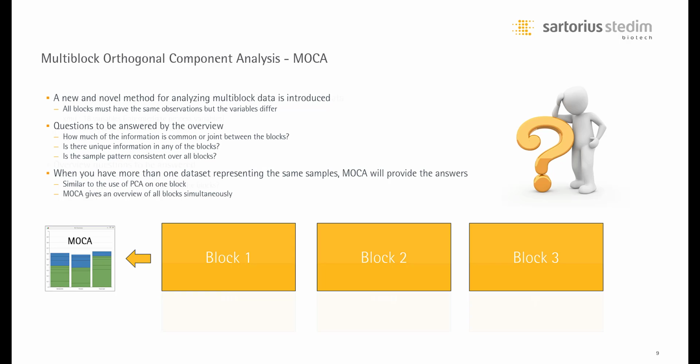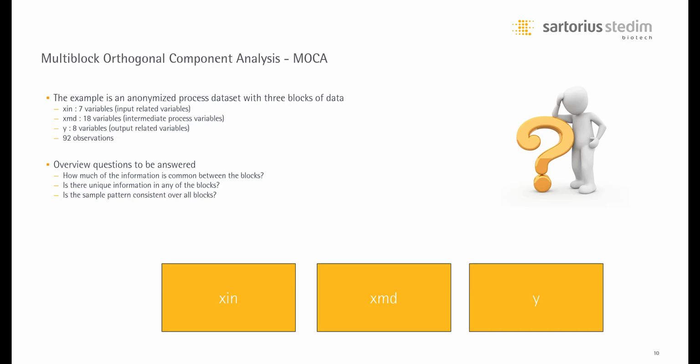The example I will use is a coded, anonymized process data set consisting of three blocks of data. We have one called XIN with seven variables, all input related, XMD with 18 variables, intermediate process variables, and the third block Y, with 8 variables that are related to output. In total, we have 92 observations. So let's set up the MOCA analysis and have a look at some plots in SIMCA.